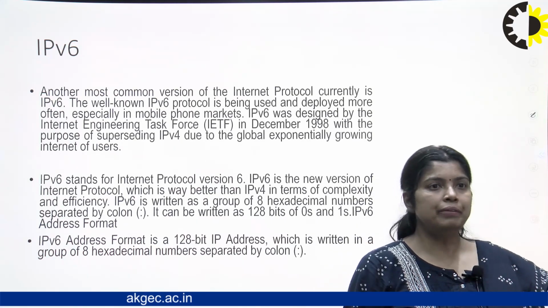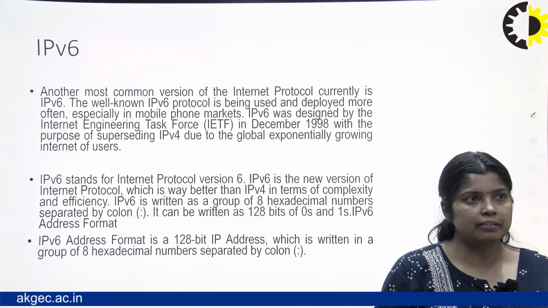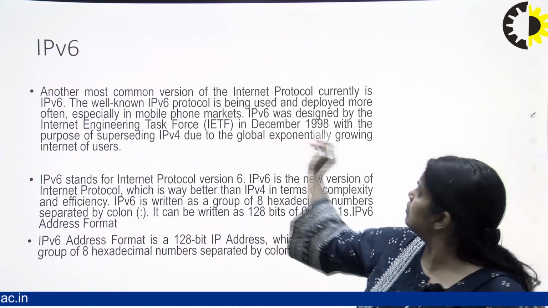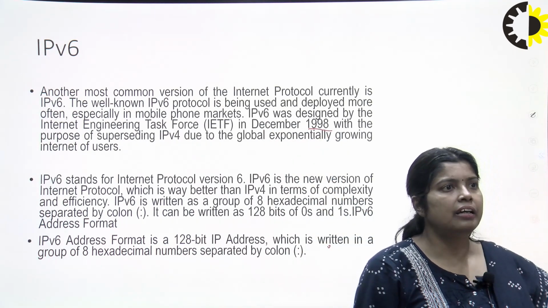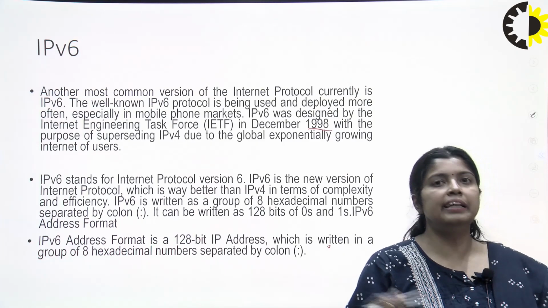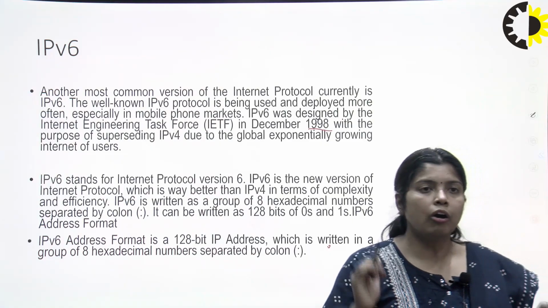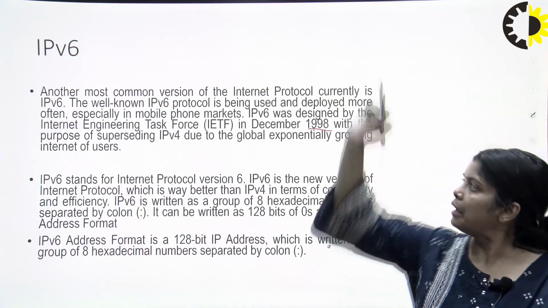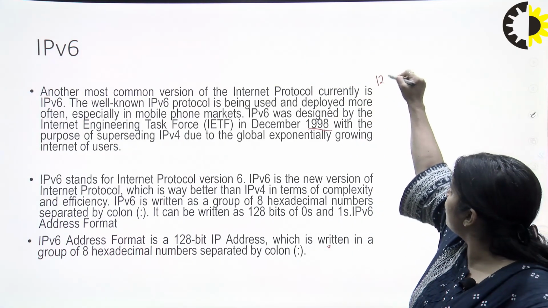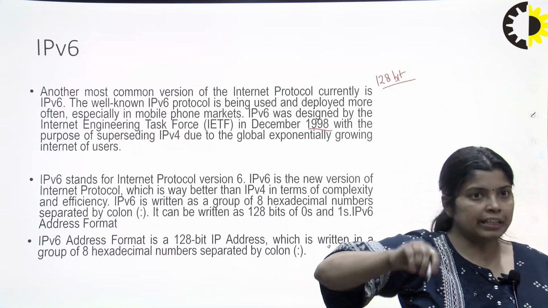Now the next is IP version 6. IP version 6 was made in 1998. Its purpose is superseding IP version 4, because the main drawback of IP version 4 is that only 2 to the power 32 users are possible, and IP version 6 uses a 128-bit unique address. So it means what?